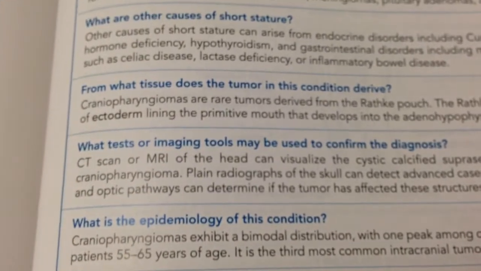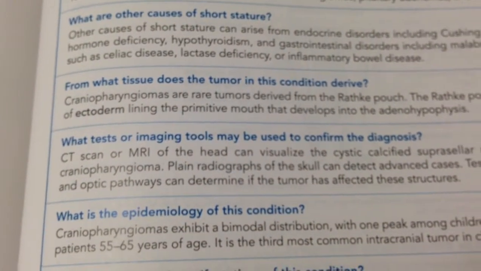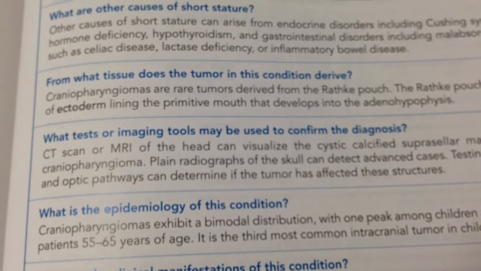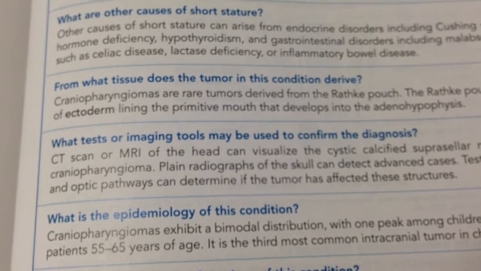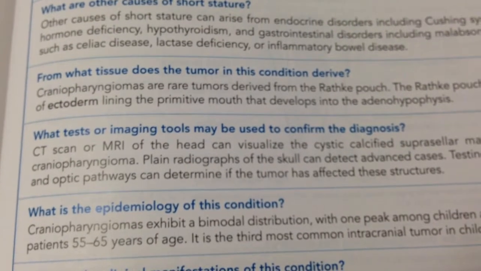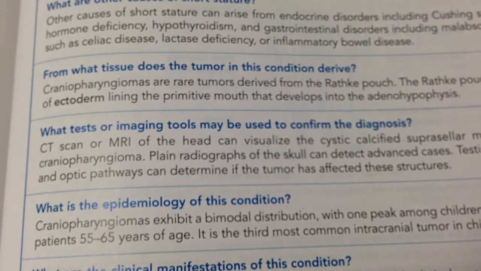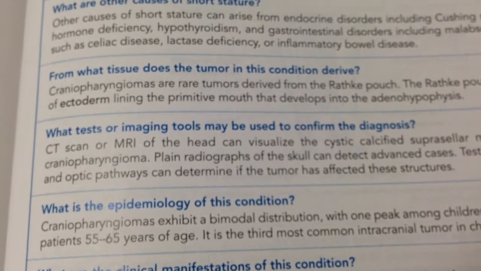From what other tissue does the tumor in this condition derive? Craniopharyngiomas are rare tumors derived from the Rathke pouch. The Rathke pouch is an invagination of ectoderm lining the primitive mouth that develops into the adenohypophysis.